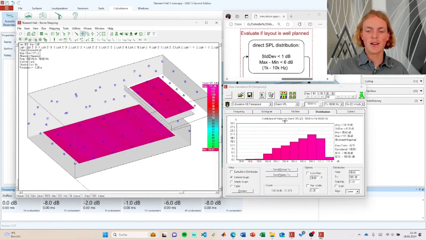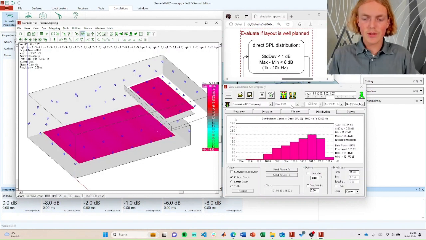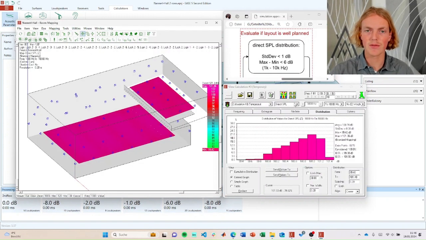So the simulation is done. Let's have a look at the results. So I chose the direct SPL at first with frequencies from 1K to 10K, as already said. And now if we just check the results regarding the values we defined in the paper, we can see that those are fulfilled for the direct SPL, since the standard deviation is below 1 dB and the difference between max and min value is less than 6 dB.